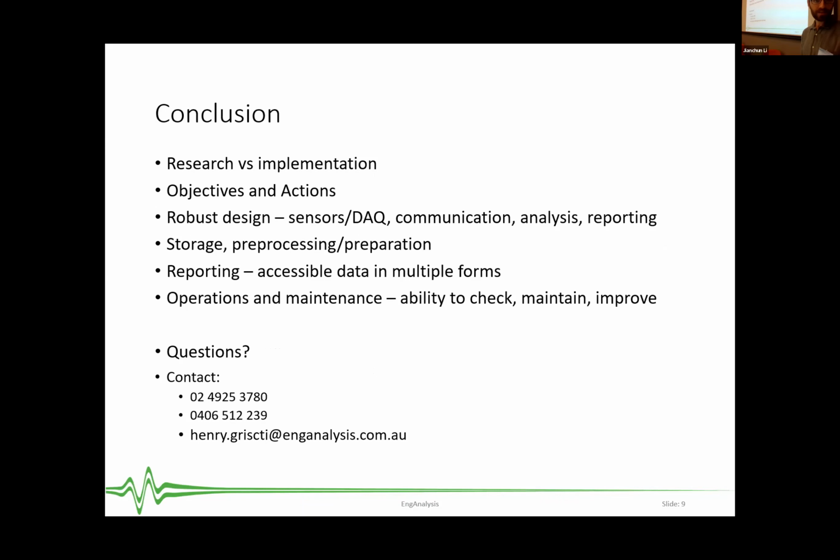So in conclusion, it's really that difference between research and implementation. In research, you have the ability to control the environment so you can hone in and really focus on the problem. In implementation, you're forced into a messy, uncontrolled world, and just being ready to adapt. Objectives and actions, again, having that action plan, or at least a conversation about it, I think is very important in the early stages.